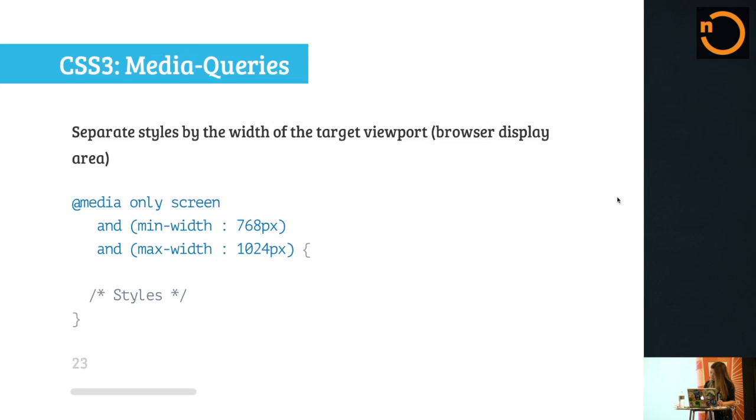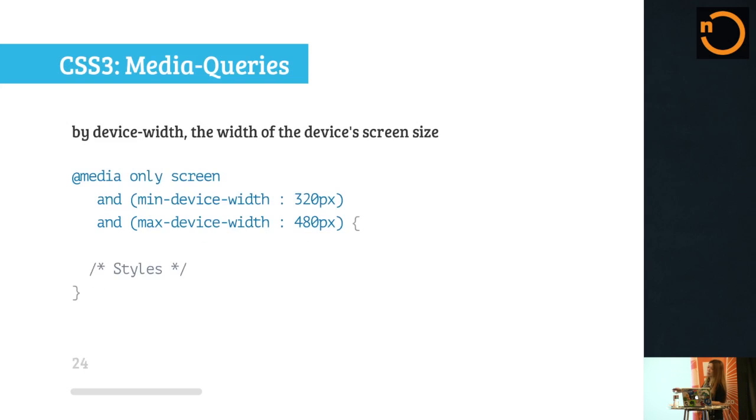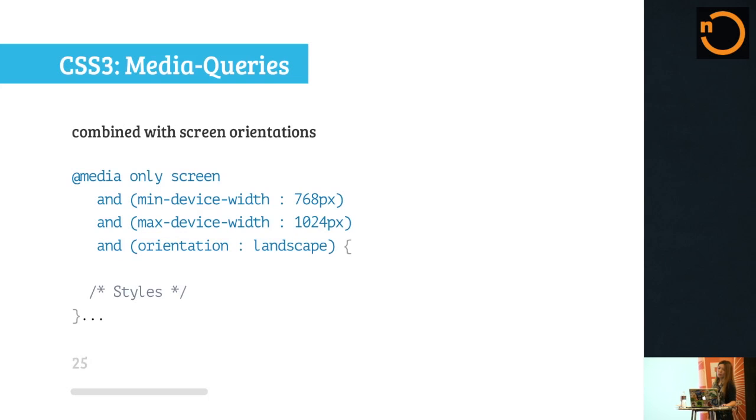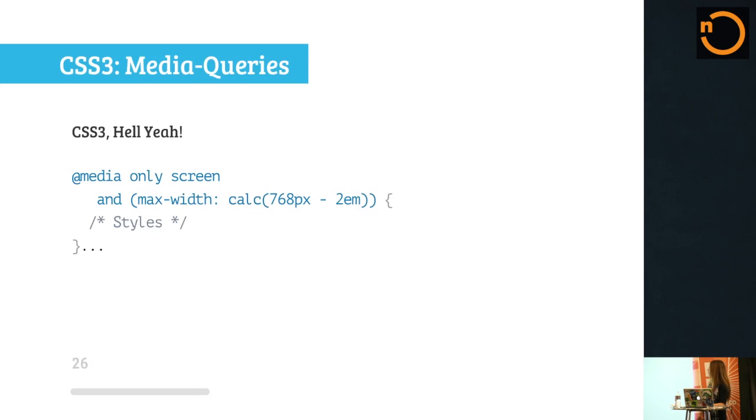Okay, so this is conditionally separating styles by the width of the target viewport. The target viewport, when I say that, is the browser display area, right? So min-width, max-width. But if you want to separate those styles by the actual device rather than just the width of the browser, you use min-device-width instead of just width. Or you can combine it with orientation as well. Oh yeah, and you can use calc in CSS3 too. It's being supported in some browsers these days. It's pretty cool. I love this stuff.